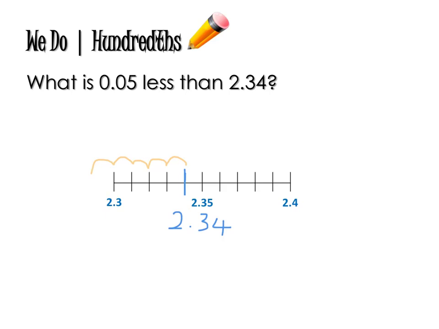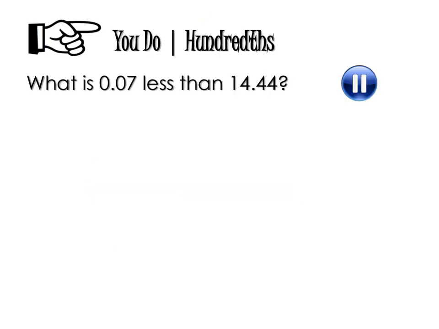So this position is 1 less than 2.3, so that will be 2.29. So 0.05 less than 2.34 is 2.29. Again, you try. What is 0.07 less than 14.44? Copy the question, pause the video to do it.